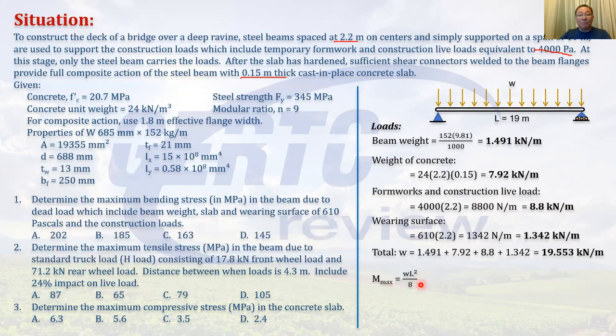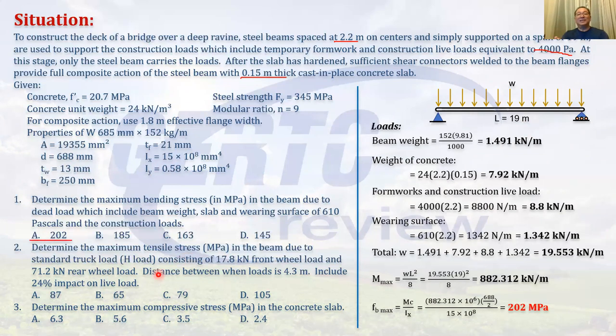So we get the maximum moment caused by that. Since it is simply supported, the moment is wL squared over 8. And the bending stress is Mc over I. Your c is half of 688. Moment times c over I, using the Ix. So that gives 202 megapascals. The answer here is letter A. So part 1 is not too complicated. It is just the loading. You might miss out on some load.